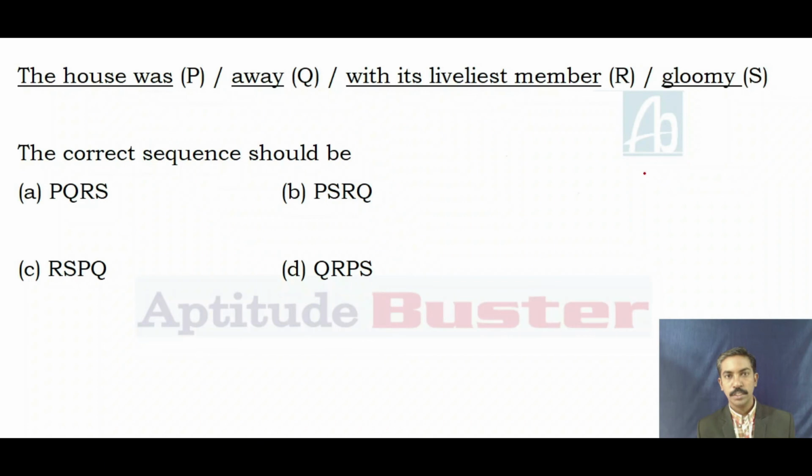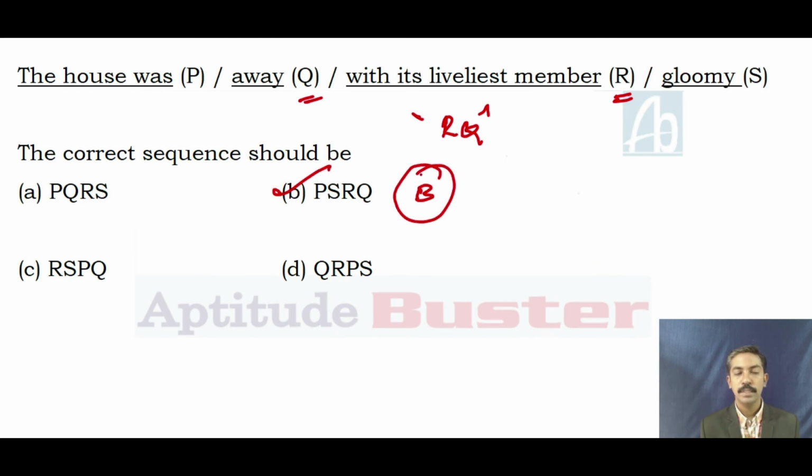While you read this question, you would find it pretty much simple, and for those questions you can straight away get into the question rather than looking at the answer choices. And as you read the question, you will understand R, Q must be the sequence with its liveliest member away. Applied on the options, we have just only one option with RQ, and therefore the right choice is option B. You can read the sequence to check whether this makes sense. The house was gloomy with its liveliest member away, and that is the answer in fact.